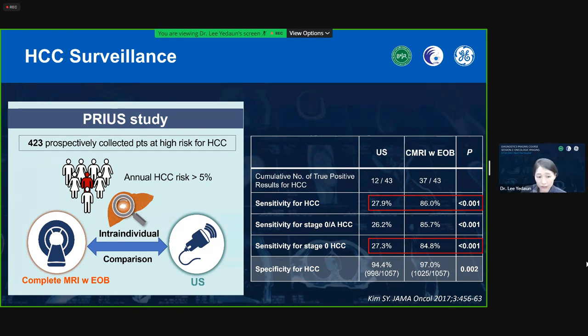The sensitivity of US was very disappointing as it was less than 30%, while complete MRI showed 86% sensitivity. This difference held true for stage 0 HCC, which is less than 2 cm. Also, the specificity of contrast-enhanced MRI was significantly better than ultrasonography.